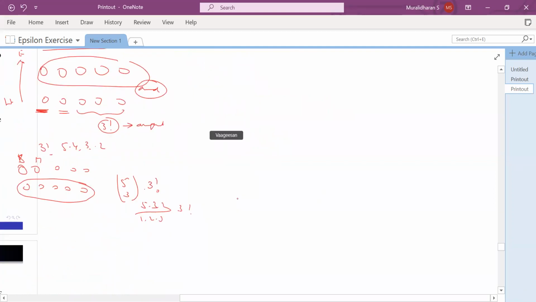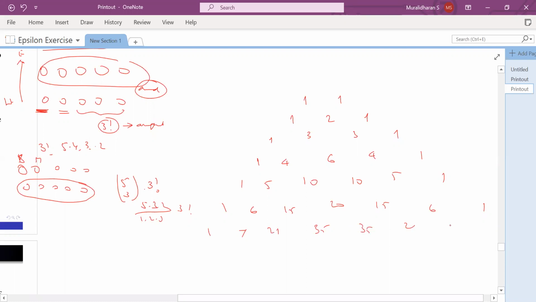This has lots of nice properties. If I just take a and b, it is 1. The second one is 1, 2, 1. The third one is 1, 3, 3, 1. I just add these two. This is 1, 4, 6, 4, 1, then 1, 5, 10, 10, 5, 1, then 1, 6, 15, 20, 15, 6, 1, then 1, 7, 21, 35, 35, 21, 7, 1, and it goes on like that. So this is actually what is called Pascal's triangle.